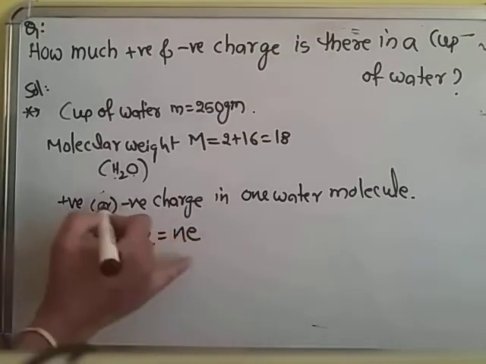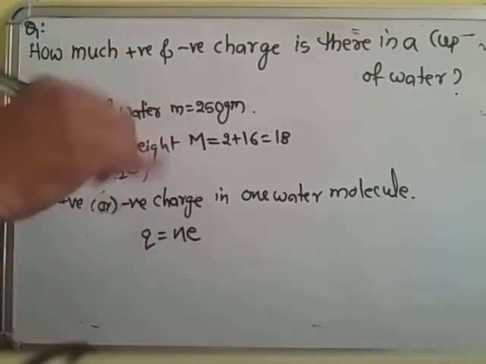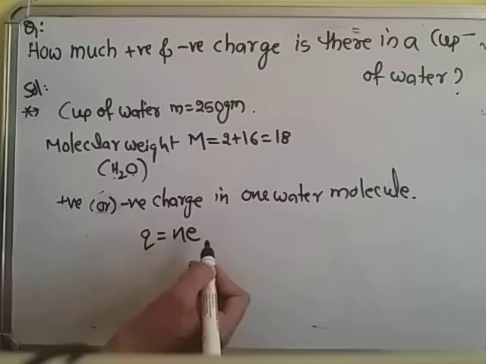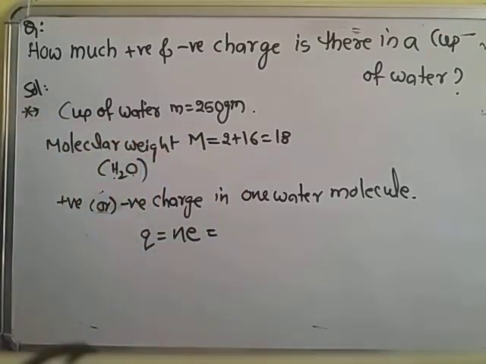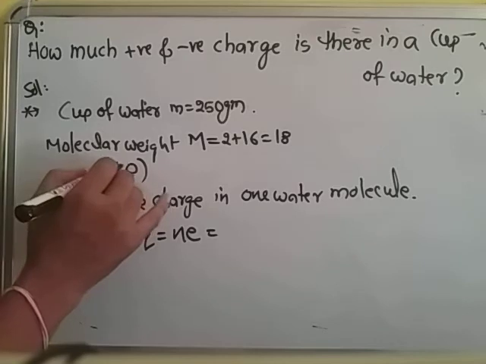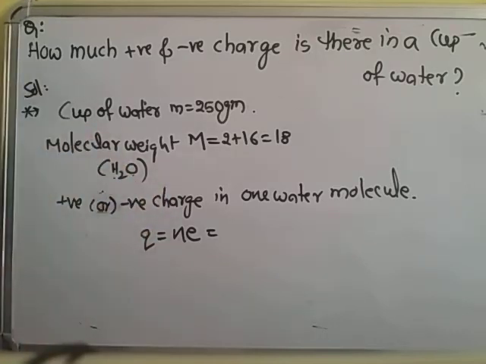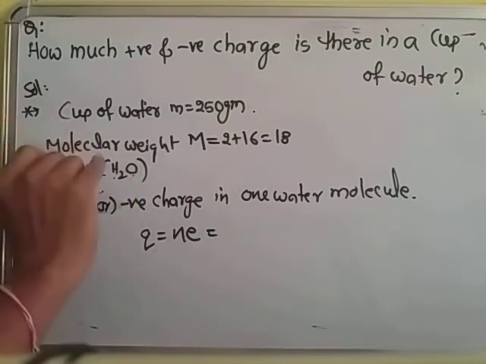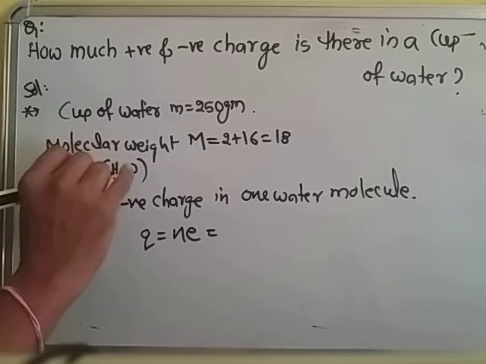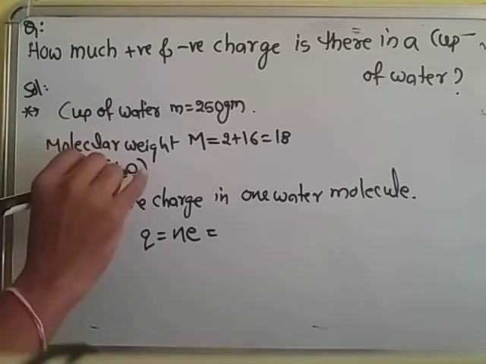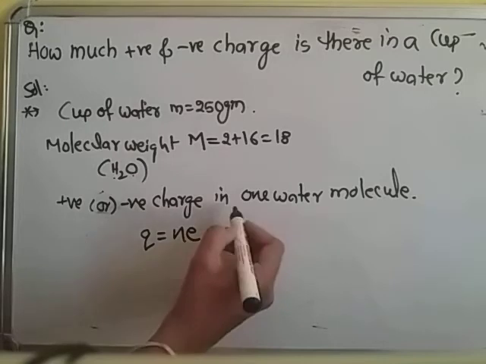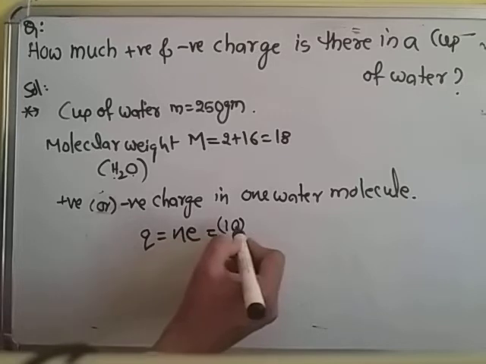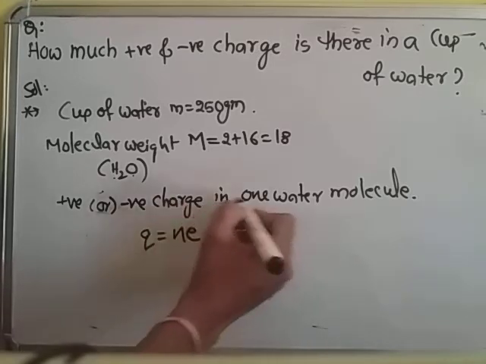In one water molecule, how many protons are there? One proton has e charge, and N protons means Ne charge. The oxygen atomic number is 8, which means 8 protons are there. The hydrogen atomic number is 1, that means 1 proton is there. But H2, 2 hydrogen atoms are there, so 2 protons. Here in oxygen 8 protons, then total 10 protons are there. One proton has charge e, then 10 protons have charge 10e. That is the charge on the water molecule.